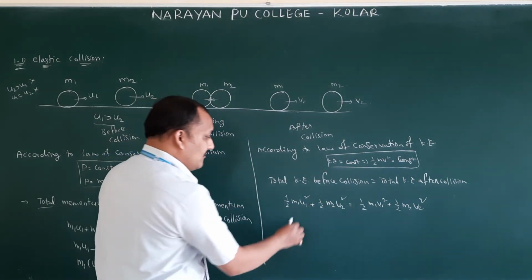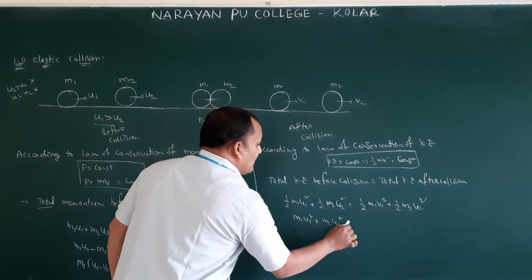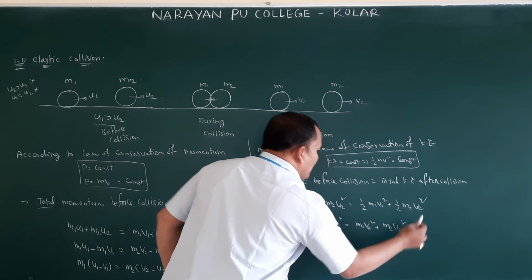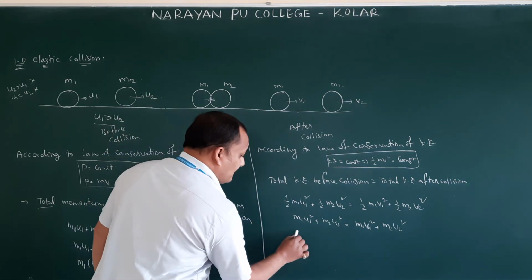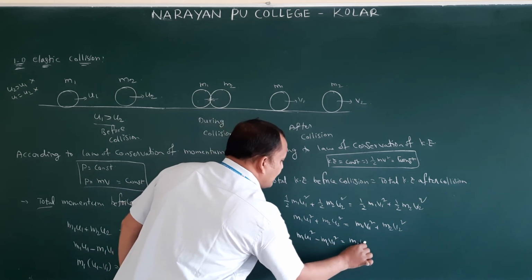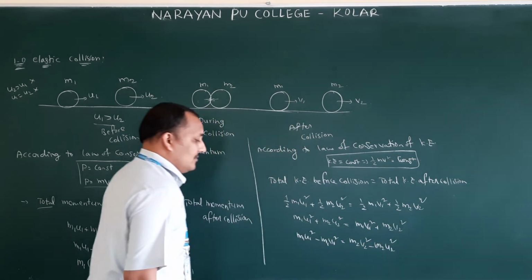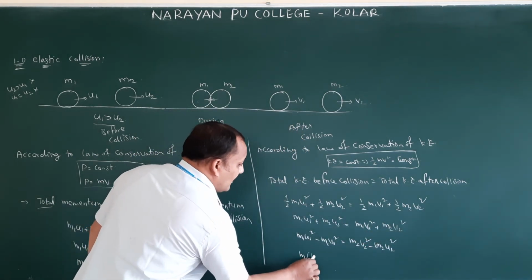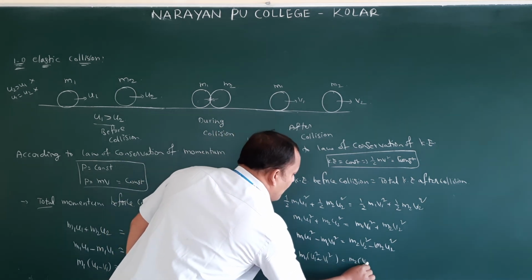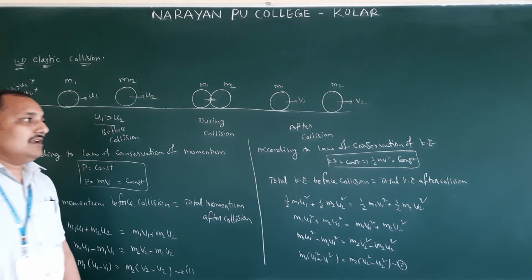Half is common on both sides, so remove half. Then what remains: m1 u1 square plus m2 u2 square equals m1 v1 square plus m2 v2 square. Again separate the m1 terms: m1 u1 square minus m1 v1 square is equal to m2 v2 square minus m2 u2 square. Taking m1 common: m1 (u1 square minus v1 square) is equal to m2 (v2 square minus u2 square). Call it equation number 2.